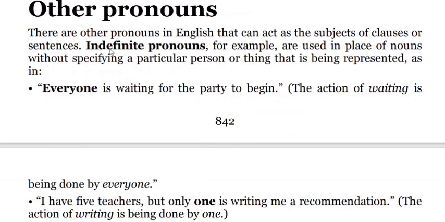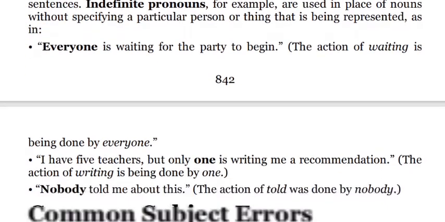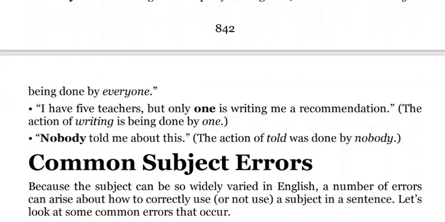Here we do not represent a specific person. We talk about anyone about whom I don't know. I have 5 teachers, but only one is writing me a recommendation. The action of writing is being done by one. Nobody told me about this. The action of telling was done by nobody.